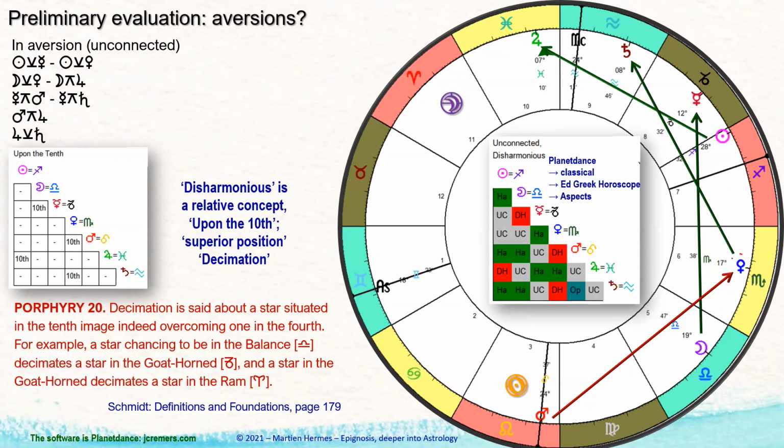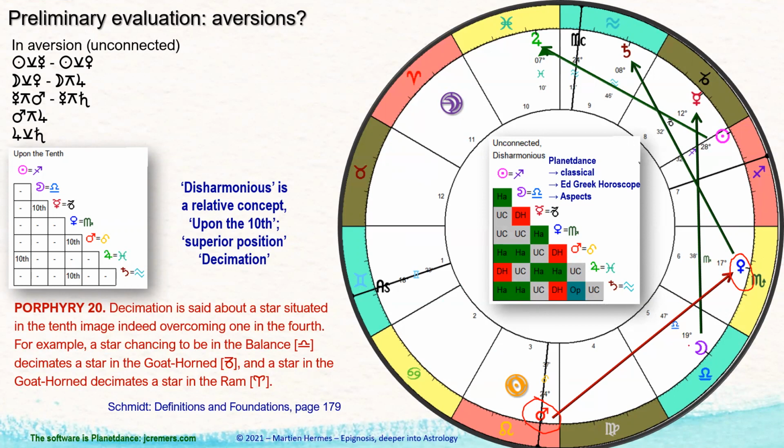When you look at Venus here, and you count from Venus, the place where she is, 1, 2, 3, 4, 5, 6, 7, 8, 9, 10, then you can see that Mars is in the 10th place relative to Venus. And that's the superior position. So it's almost as if Mars, in this case, is in the MC relative to Venus. And that is what the superior position actually entails.